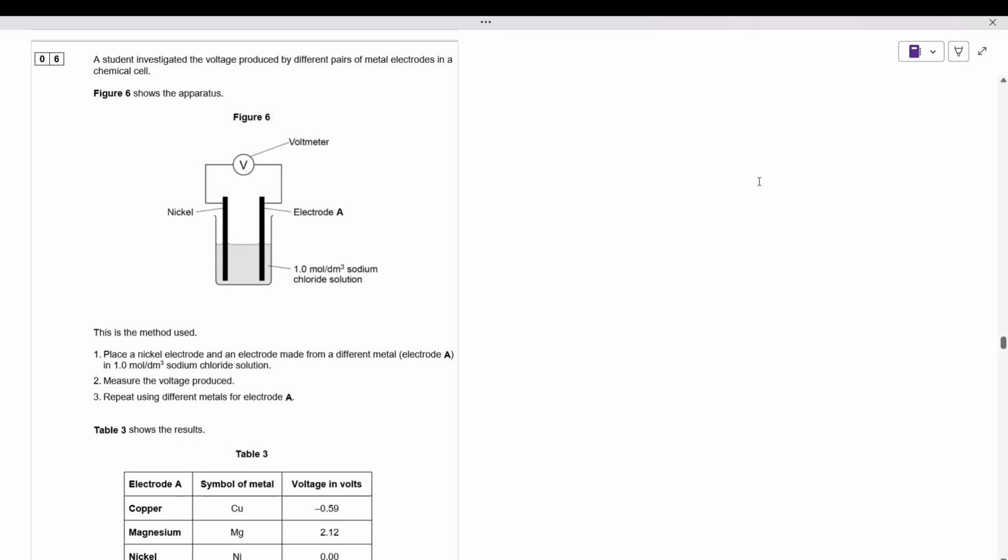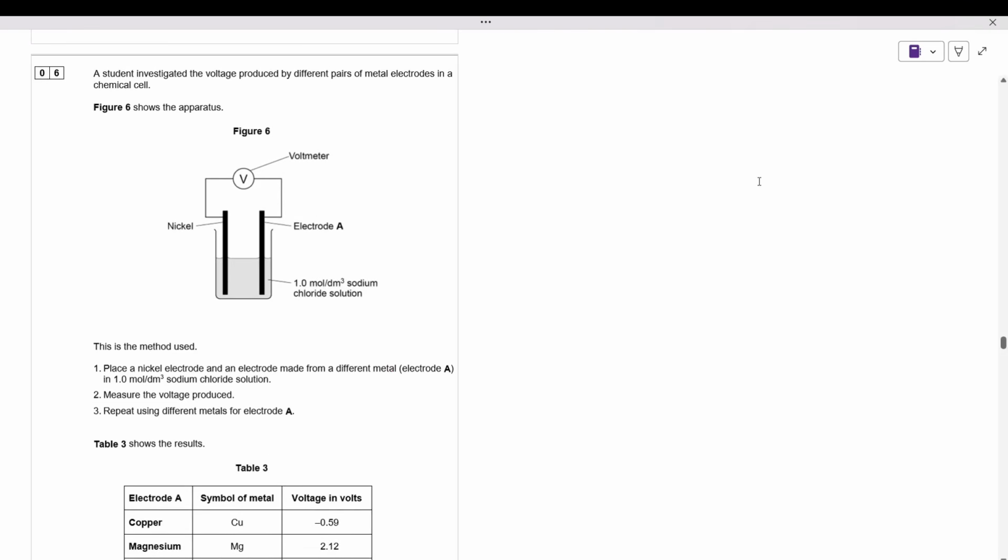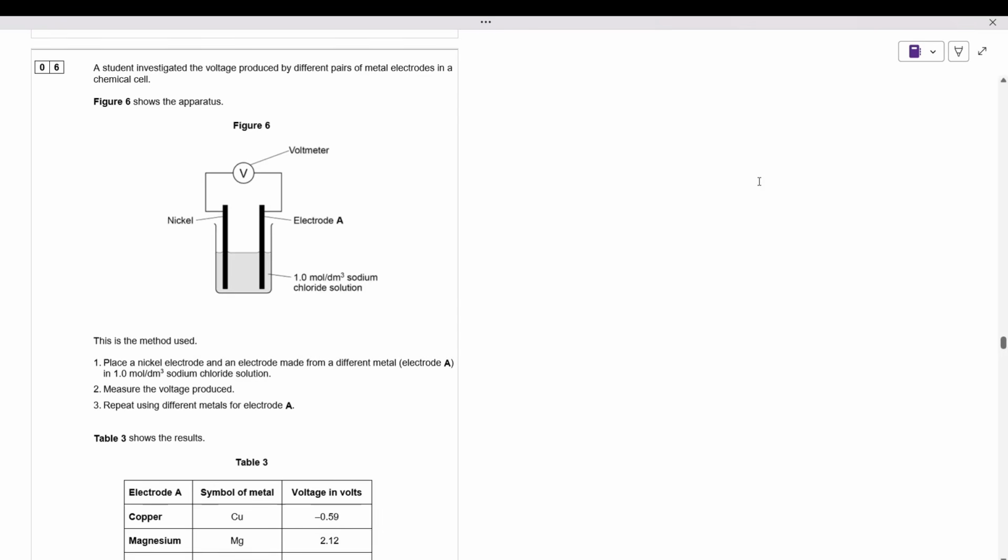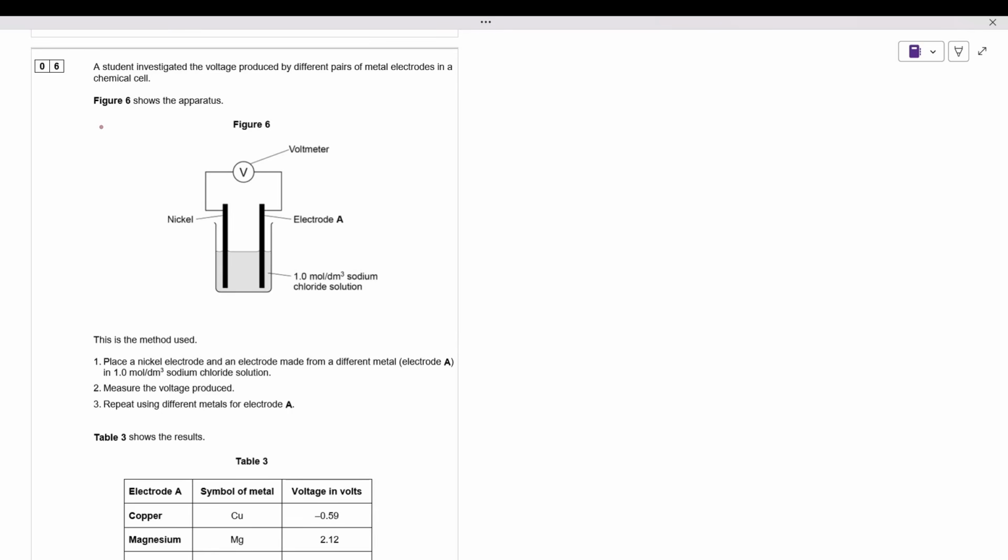Question number 6 is about a student who investigated the voltage produced by different pairs of metal electrodes in a chemical cell. So these chemical cells are literally just the use of a chemical reaction to generate a voltage or potential difference. Okay, so that's what we're doing here.